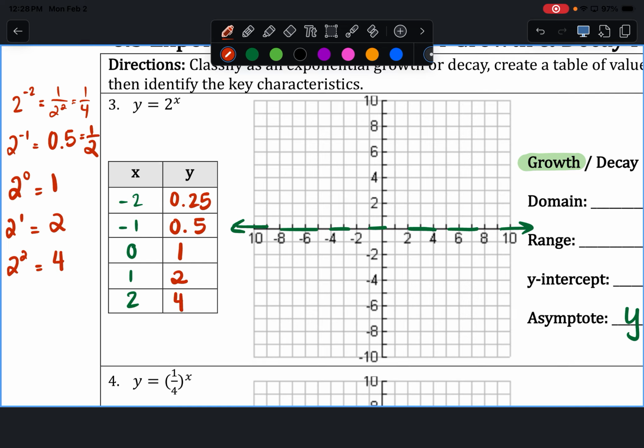So at -2, I can put a point at about 0.25. It does not have to be perfect. I do not expect you to make these perfect. Then at -1, we put a point at 0.5. At 0, we put a point at 1. At 1, we go all the way up to 2. At 2, we go up to 4. And now we have what our graph looks like. Should my graph ever touch the x-axis? No. Because the x-axis is what in this case? The asymptote. We do not touch it. So that is our graph.